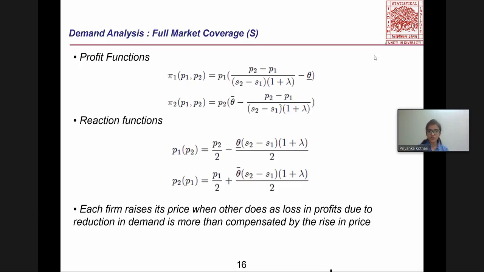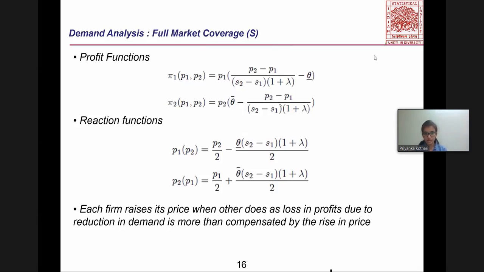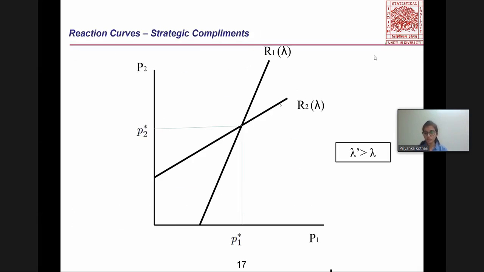These are the profit specifications and these are the reaction functions. As you can see, the prices are strategic complements here. Each firm will raise its price when the other does, because the loss in profit from the reduction in demand is compensated by the rise in prices. The next thing we try to see is what happens when lambda goes up, that is, when consumers become more and more reference dependent.